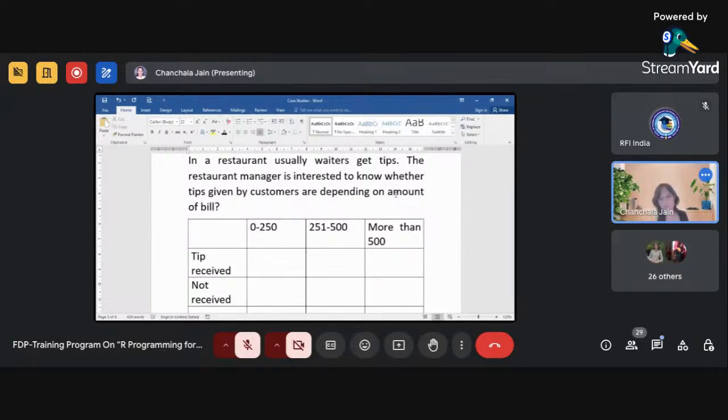So ma'am, basically we are trying to test the association between the tip given and the amount of the bill, the amount spent by the customer in the hotel or restaurant. Yes. Is it clear now?